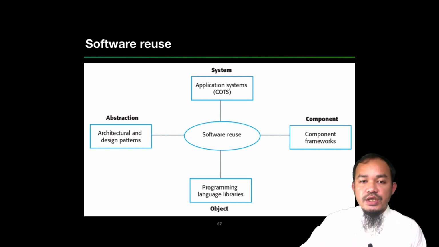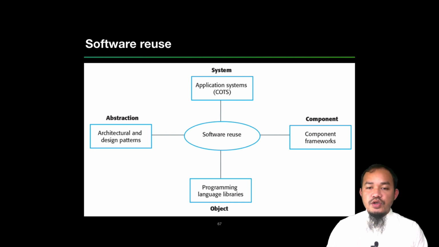Software reuse can be a reused component, a reused system, a reused abstraction, or architecture. For patterns, for example, you reuse, okay, because you do not try to create your own, but you try to use the best practice, right? We call that reuse. Programming language libraries, okay, we reuse those. You are already familiar with this, you already use this thing, but you may not know that you are using the reuse concept, okay.